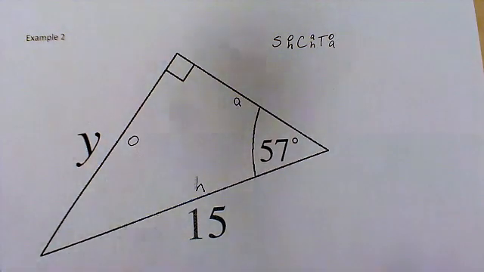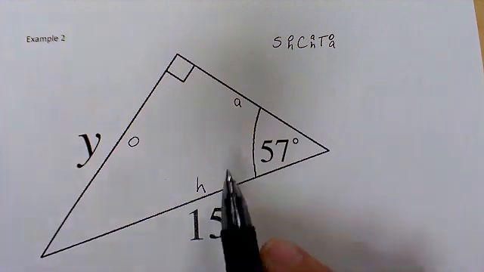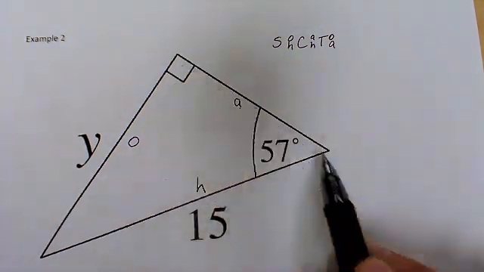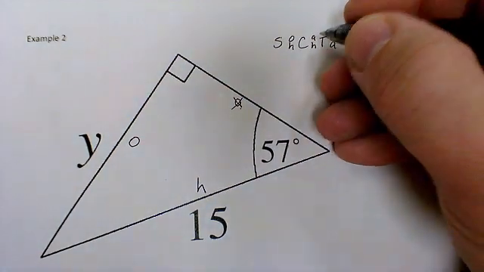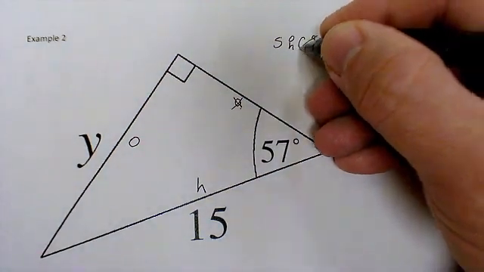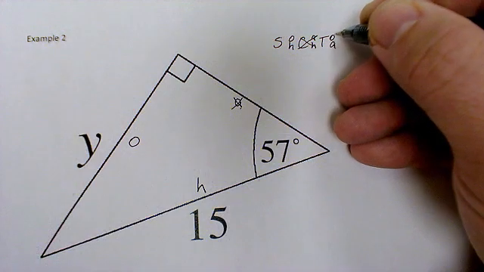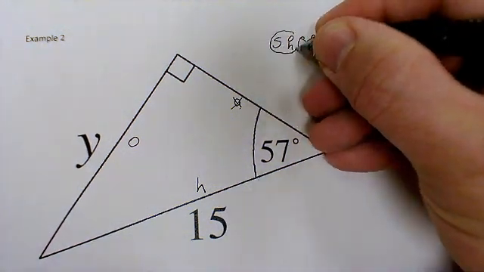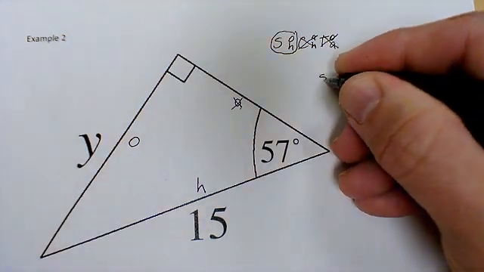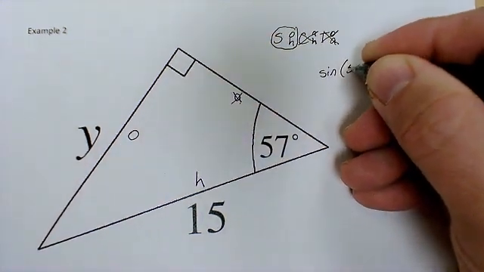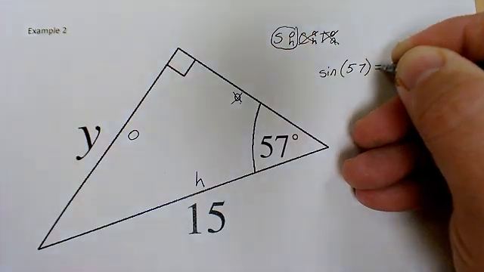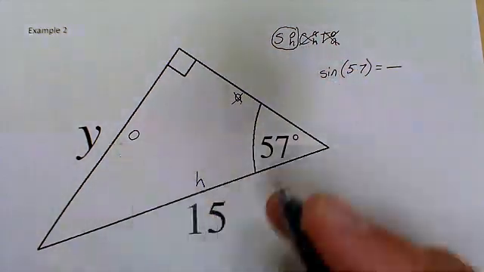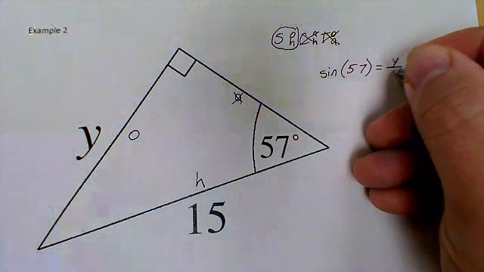And we're going to figure out which of the three functions we need to use. Now, since there's nothing on the adjacent leg, no value and no variable, I'm not going to be using adjacent. That means it's not going to be cosine, nor is it going to be tangent, because both those need adjacent. Sine is what I'm going to use. So the sine of my angle, and that's always the acute angle, equals opposite over hypotenuse. So it needs to be y over 15.